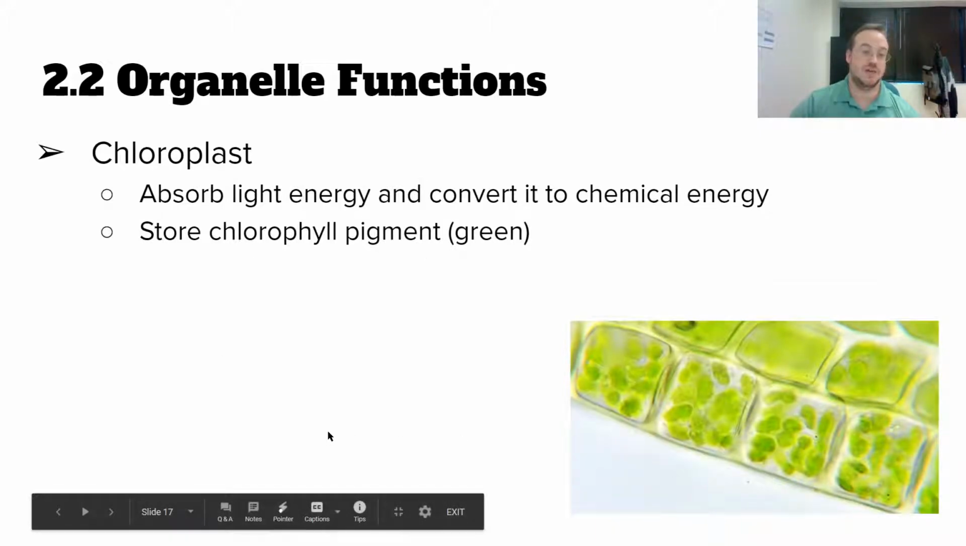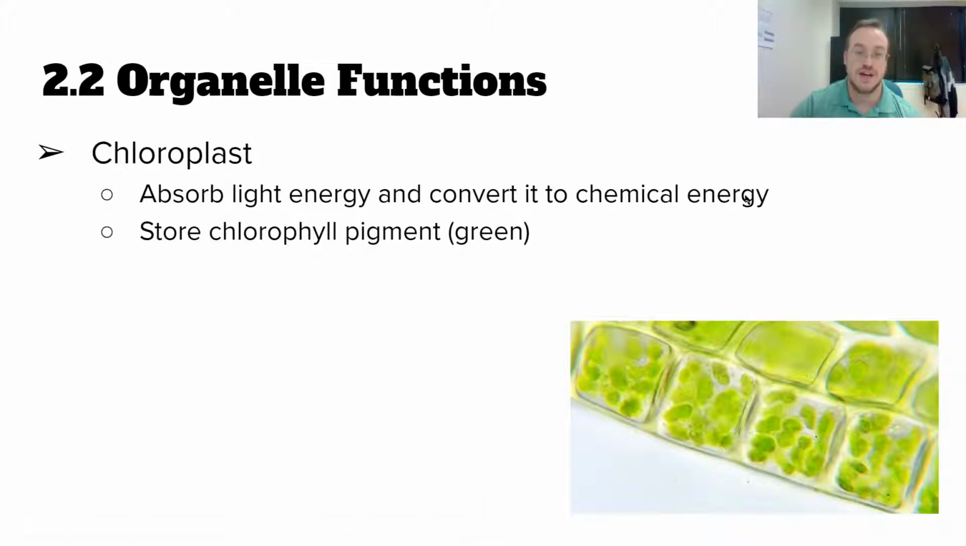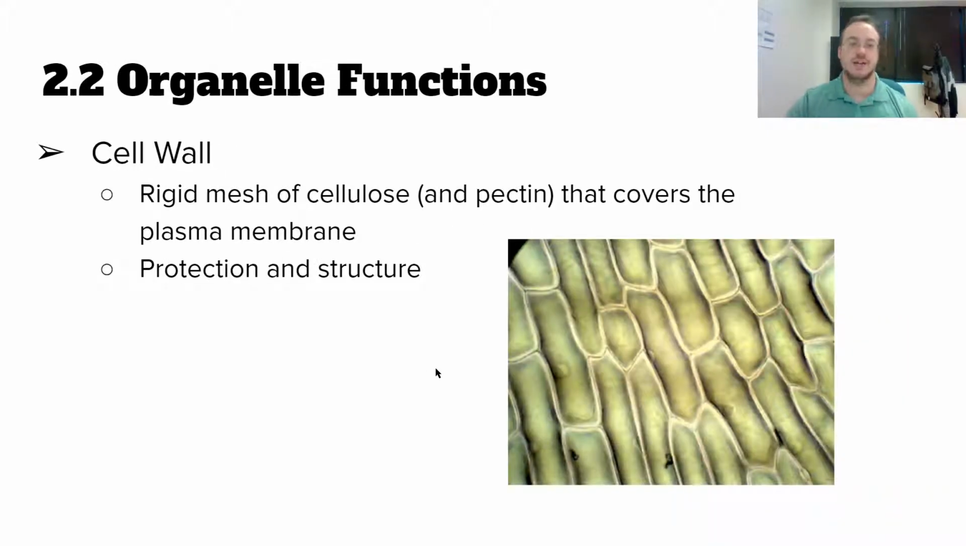Switching from animal cells to plant cells, they have chloroplasts. Chloroplasts are these tiny green things in the cells over here, and they absorb light energy, remember solar light, sun, and convert it to chemical energy. Chemical energy is just the energy that they need, right? They're not using electricity, they use chemical energy. And so chloroplasts store chlorophyll pigment, which is green. The chlorophyll is what actually absorbs this light energy. And we'll talk more about that later.